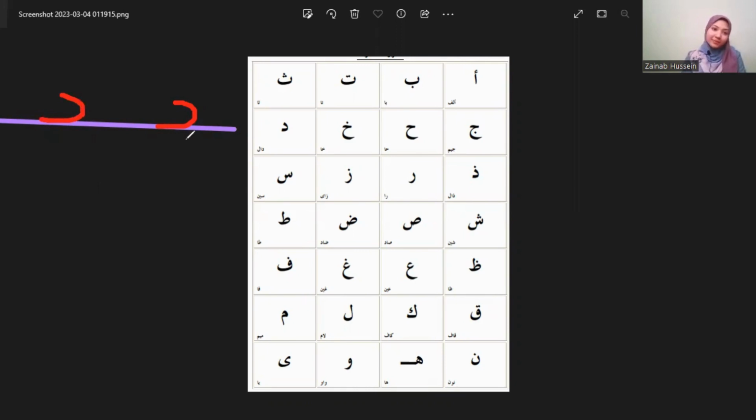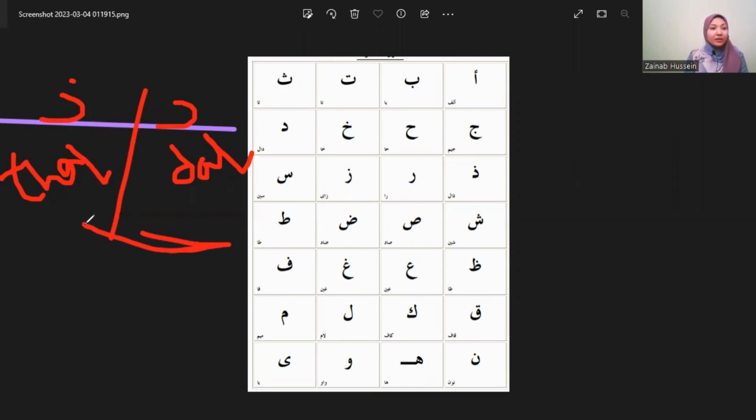They are the same. One has no dot. The second will have a dot up here. So this one is dal. Make your tongue between the two teeth. Dal. It's like a curvy stick with a straight line. And the one that has a dot is dhal, like the door, for example.